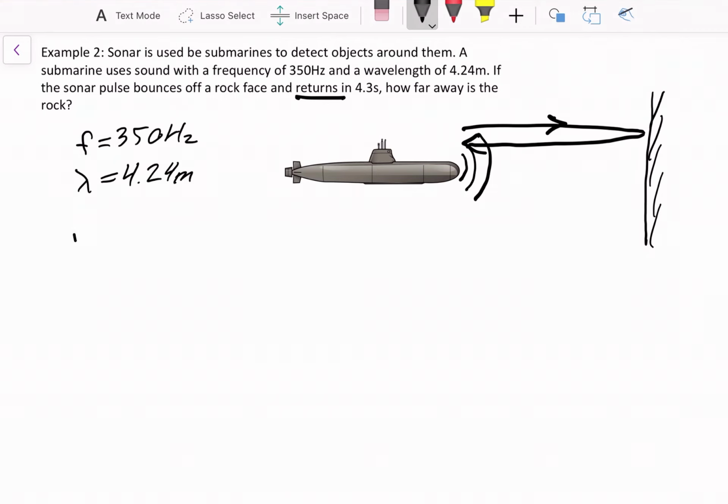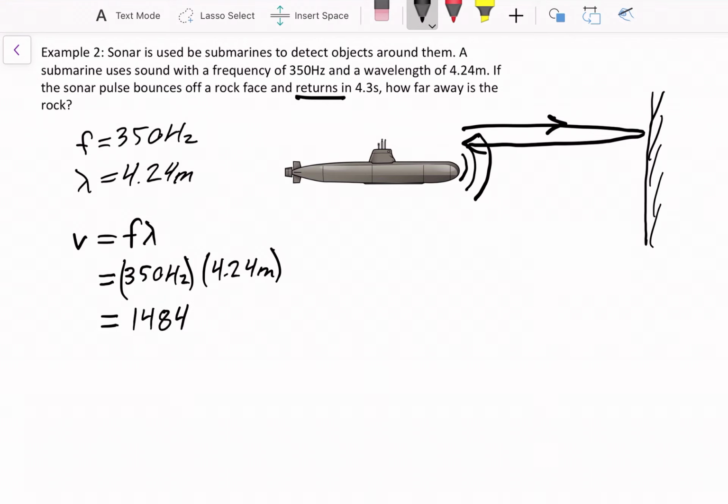So first of all, we're going to use the universal wave equation. Velocity is equal to frequency times wavelength to find how fast those waves are traveling. 350 hertz multiplied by 4.24 meters gives us a velocity in water here of 1,484 meters per second.